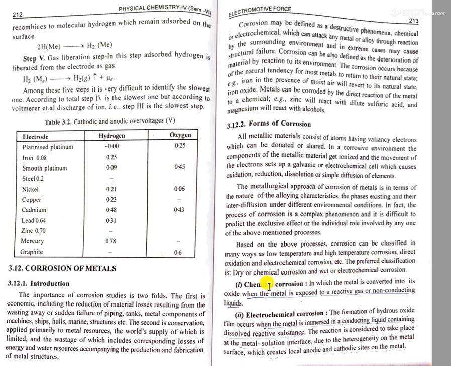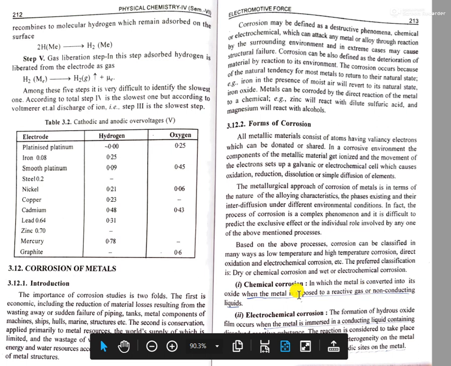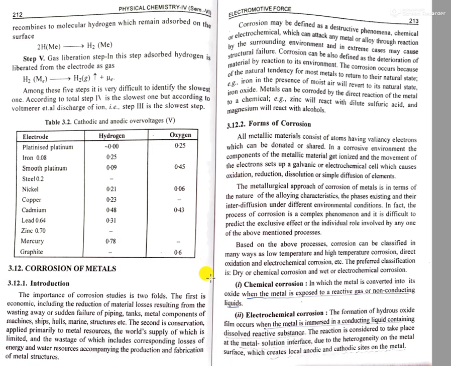So what is meant by chemical corrosion? In this type of corrosion, metal is converted into its oxide when the metal is exposed to a reactive gas or a non-conducting liquid. So this is chemical corrosion. And now let us see electrochemical corrosion.